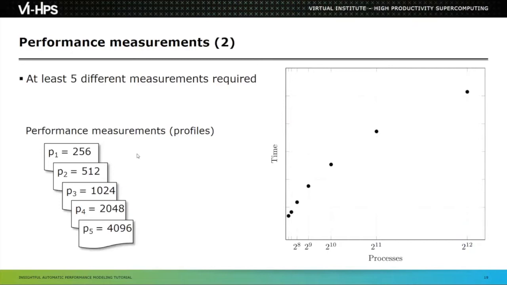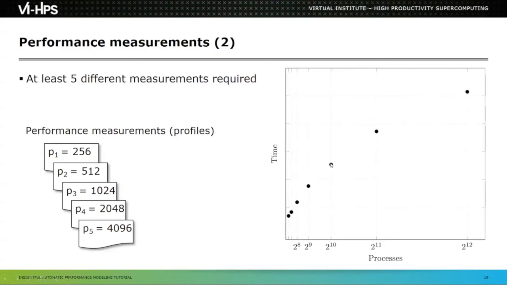So as already mentioned before, we require you to measure different configurations of your application. We need at least 5 different configurations because this is a requirement of our modeling method. Let's say we would just have 2 points. Since Extra-P at its heart is still a function fitting approach, the only function we can fit with 2 data points is basically a linear one.